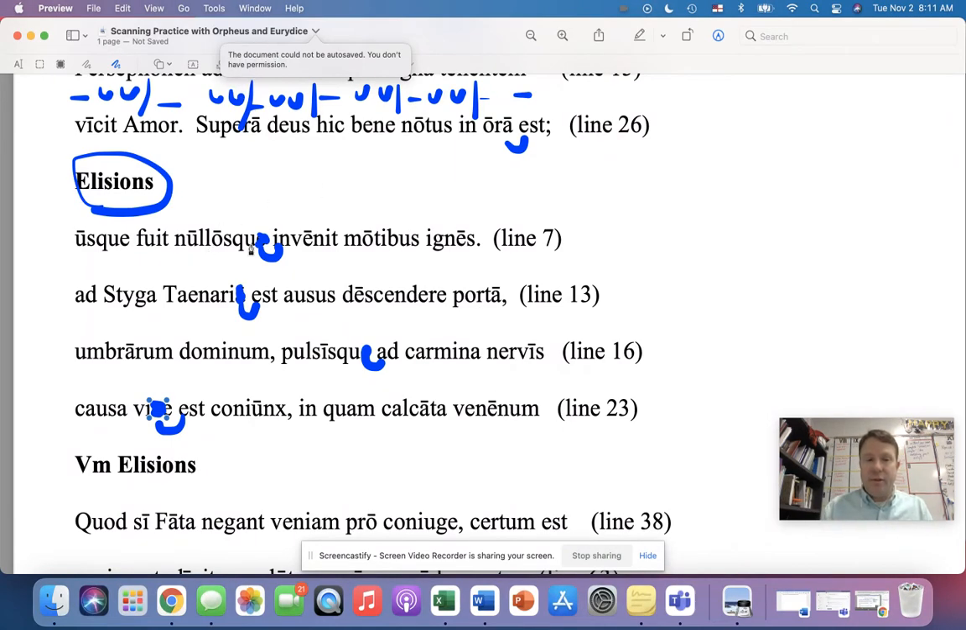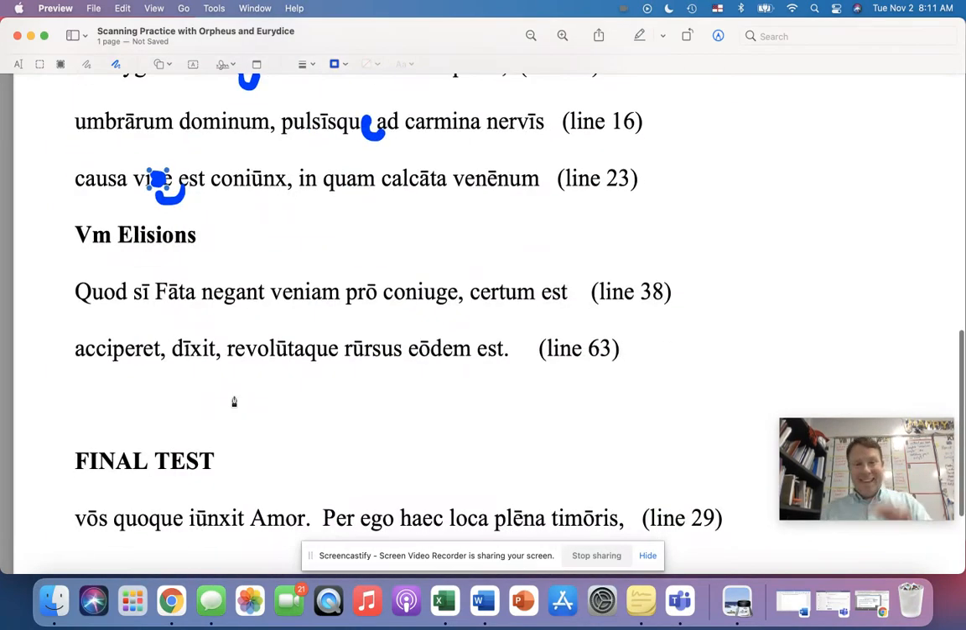So we have elisions where the word ends with one vowel, begins with another one, and we're going to just cross out that initial vowel. And so it's nullos quin, tai nari est, pulsis quad, we est. Okay? All right. Last big rule. It's still elisions, but it's a different kind of elision.